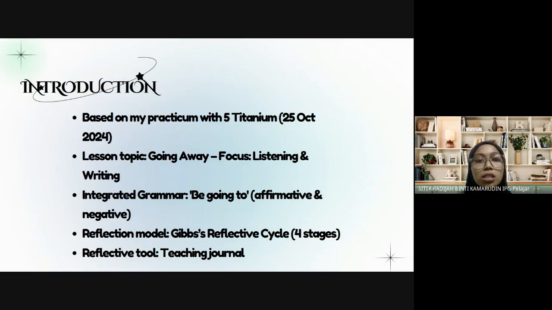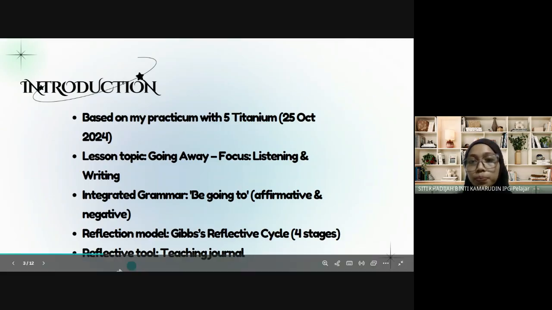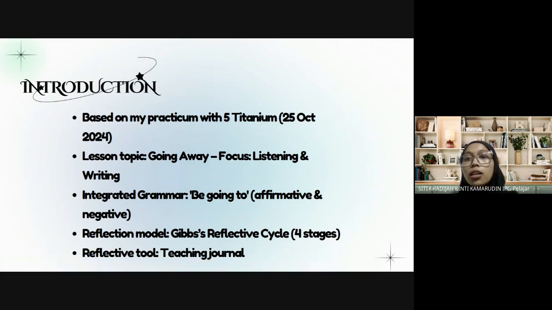So for this reflection, I'm using the Gibbs reflective cycle, which has four stages. The four stages are description, feelings, evaluation, and action plan, as I have introduced to you at the overview. I also recreated my reflection using teaching journal, which helped me reflect more consistently and meaningfully on my teaching practice.